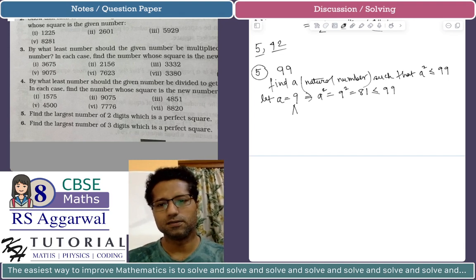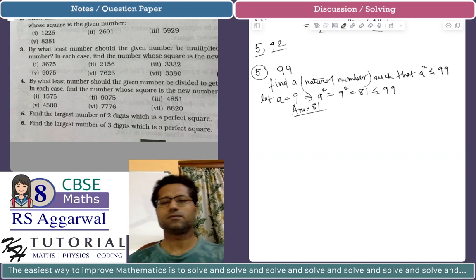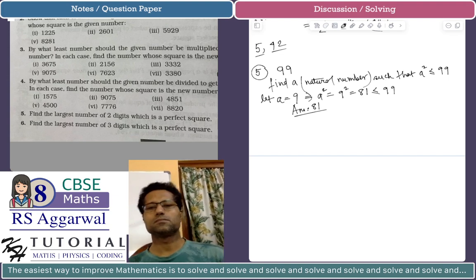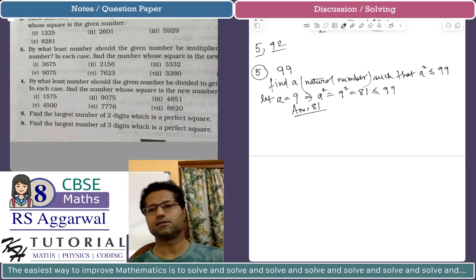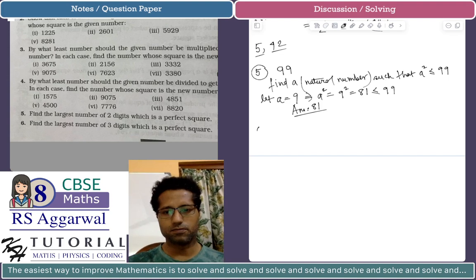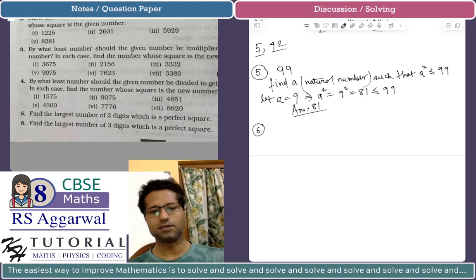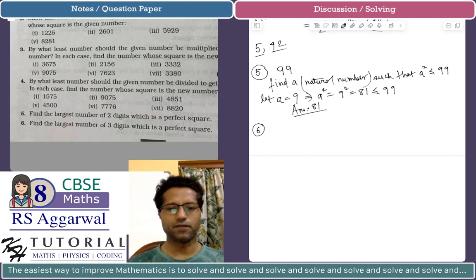So the answer is, find the largest number of 2 digits which is a perfect square. So the number is 81. We have to keep on finding the largest a such that a square is less than or equal to 99. Now what is problem 6? It is the same, but we find the largest number of 3 digits which is a perfect square.